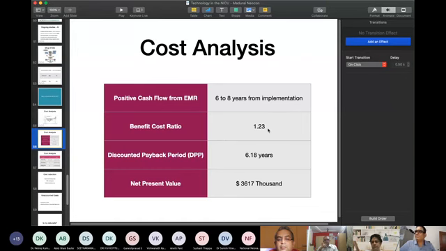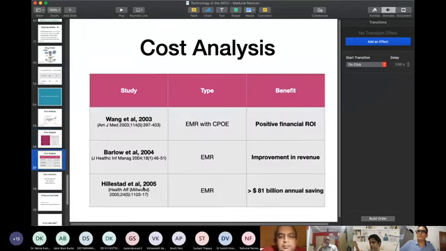Probably Kishore sir will understand this better than me. Discounted payback period was 6.18 years, and the net present value for this particular hospital was $3,617 in thousands, so $3,600,000. It's a positive balance that they showed. And there are other studies as well, Wang et al., Barlow et al., and Hillstead. They found a significantly positive financial ROI, improvement in revenue, and 81 billion annual savings after the initial 6 to 7 years of implementation.